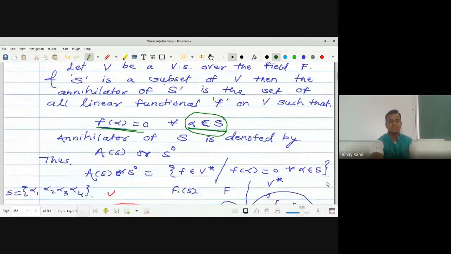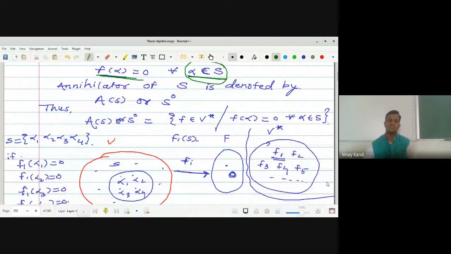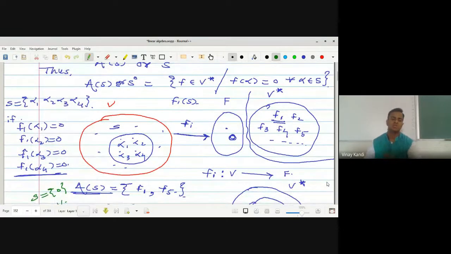Thus, the annihilator of S is equal to the collection of those elements from V star such that f of alpha is equal to 0 for all alpha belonging to S. Look here: V is the vector space over the field F and S is a subset of V. The annihilator of S is nothing but those functionals on V, that is, elements of V star, such that if you apply the functional on this set S, it transforms to the zero element of our field.